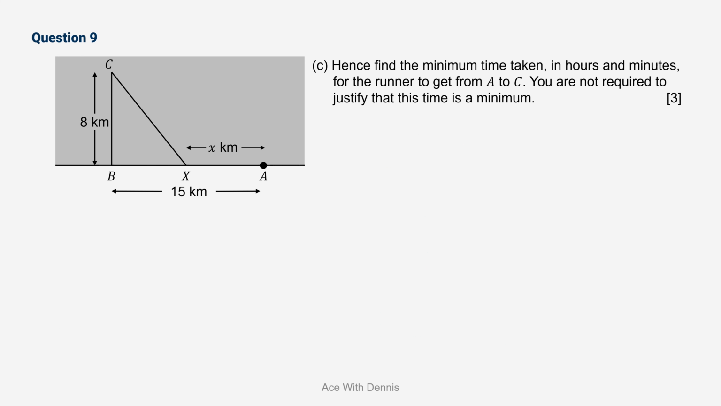Part C. Hence, find the minimum time taken in hours and minutes for the runner to get from A to C. You are not required to justify that this time is a minimum. 3 marks. So here's the solution. Before we find the minimum time taken, first we have to solve this equation, which we get from part B. 0 equals x squared minus 30x plus 189, because this is the equation when the time is minimum.